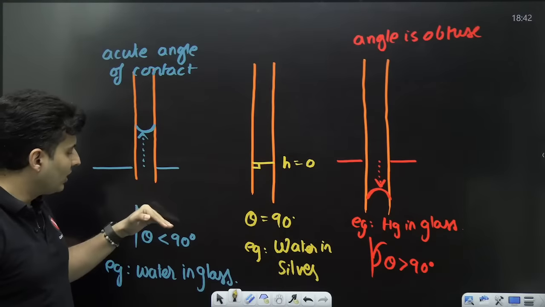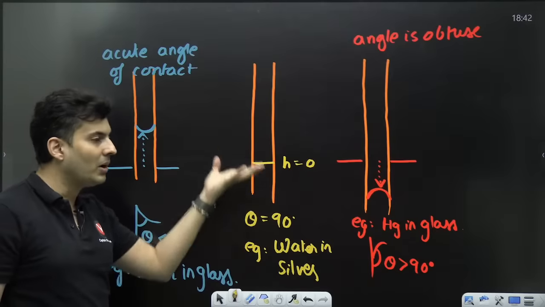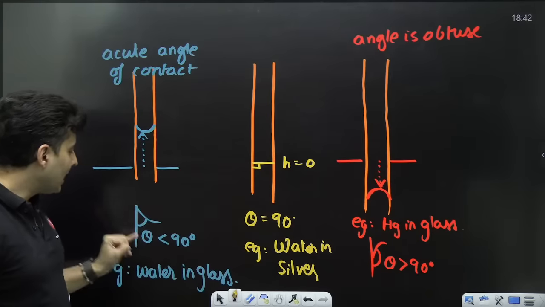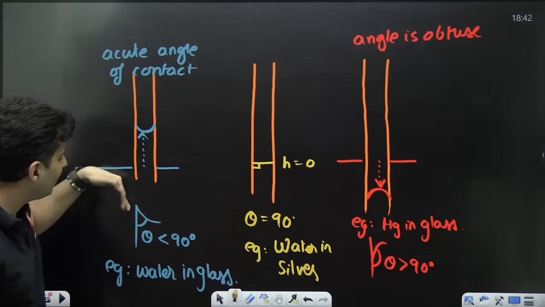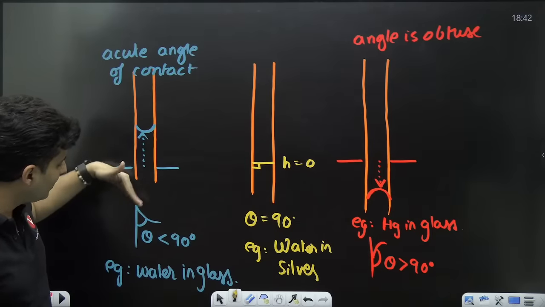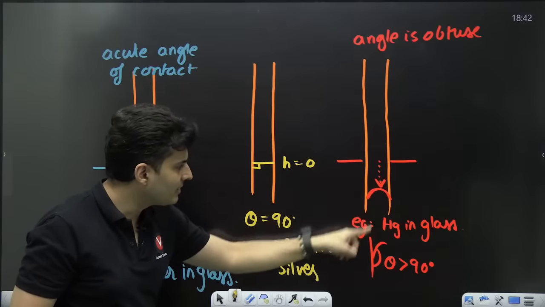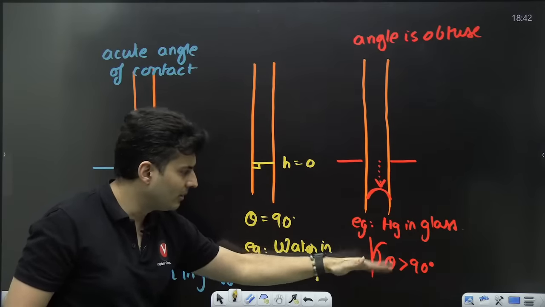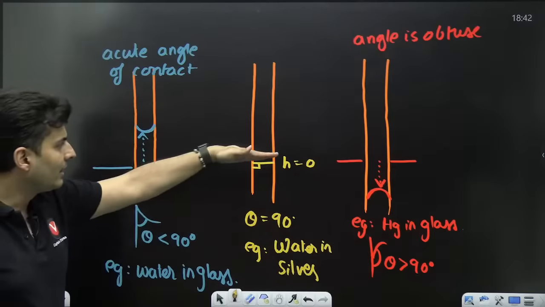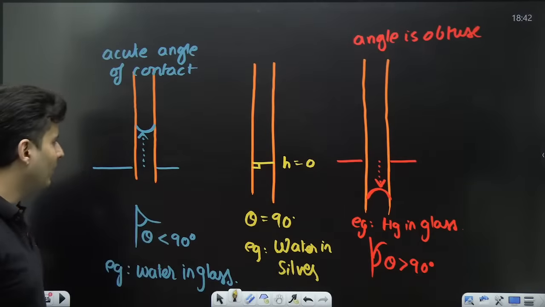Depending on the angle of contact, the liquid will go up or go down, or will not go up or down at all. That angle of contact is the angle made by the liquid and the solid surface, inside the liquid. You can see that right over here. It is made inside the liquid. That is the meaning of angle of contact.